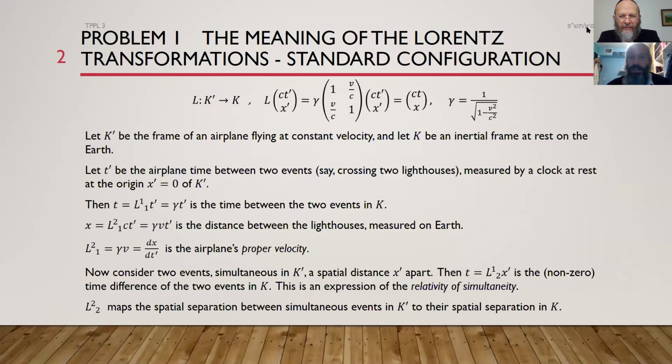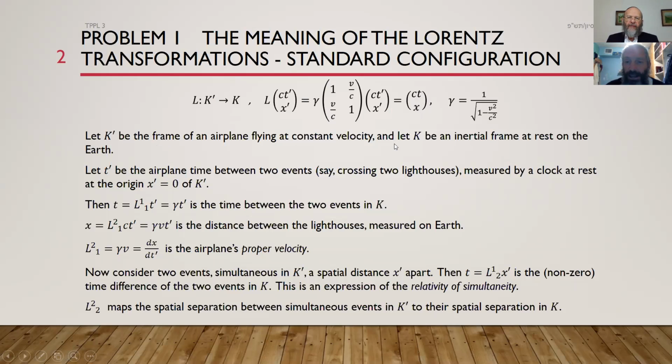The first problem is to understand the physical meaning of the various components of the Lorentz transformation. Here we're taking the Lorentz transformation in what's called standard configuration, which means we do not reverse the axes. All the axes are parallel. And we're also using ct instead of just t. This makes each component have the dimension of length and makes the matrix of the Lorentz transformation symmetric.